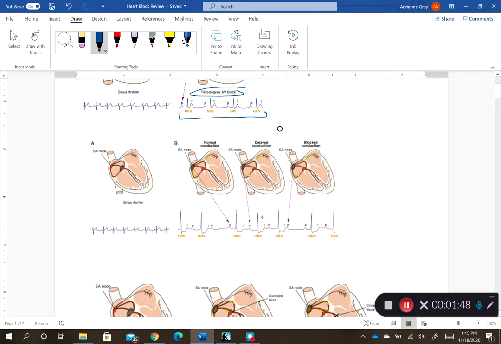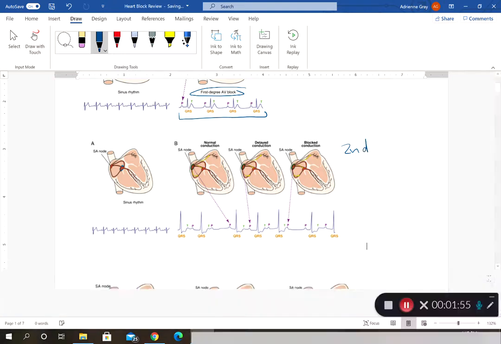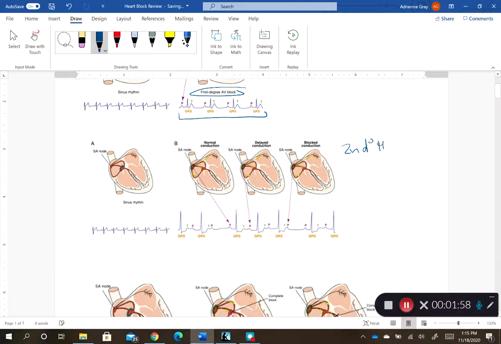With your second degree heart block, you have two types. So you have a second degree heart block type 1. This is also called a Mobitz 1 or a Winky Bach. Now you still have to label it second degree heart block, but you can write second degree heart block type 1, second degree heart block Mobitz 1, or second degree heart block Winky Bach. So it has all different kinds of names, and you can choose whichever one you want. I always just call it type 1 or type 2. I think it's the easiest.